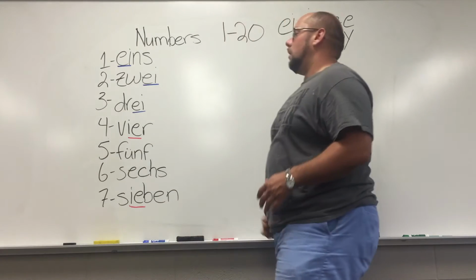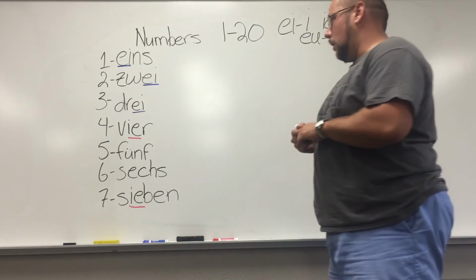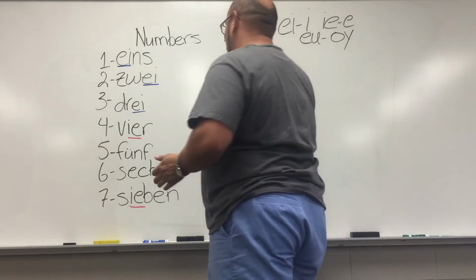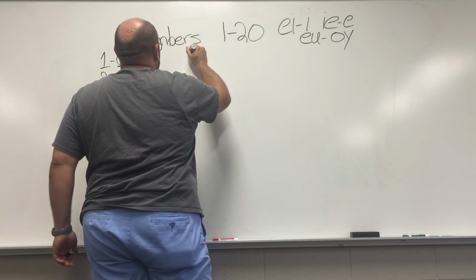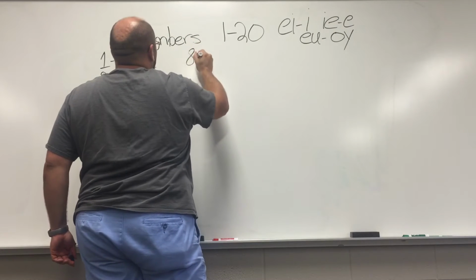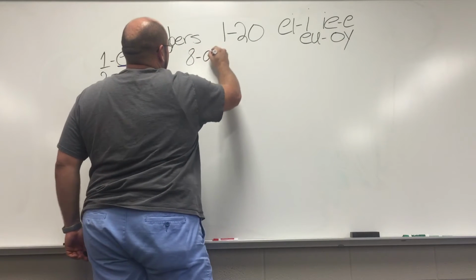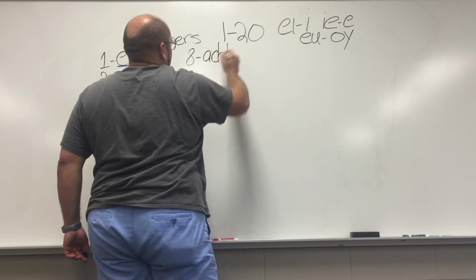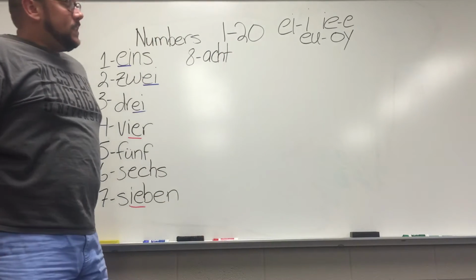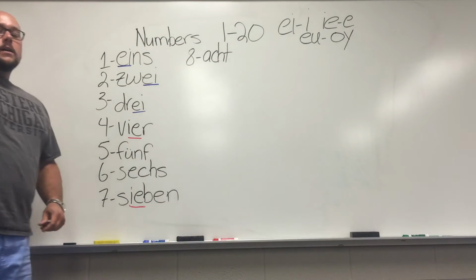Okay, there's our first about third of the numbers that we're going to talk about. On to the second part. First one in the second column, the number 8. The number 8, we say acht. Acht.